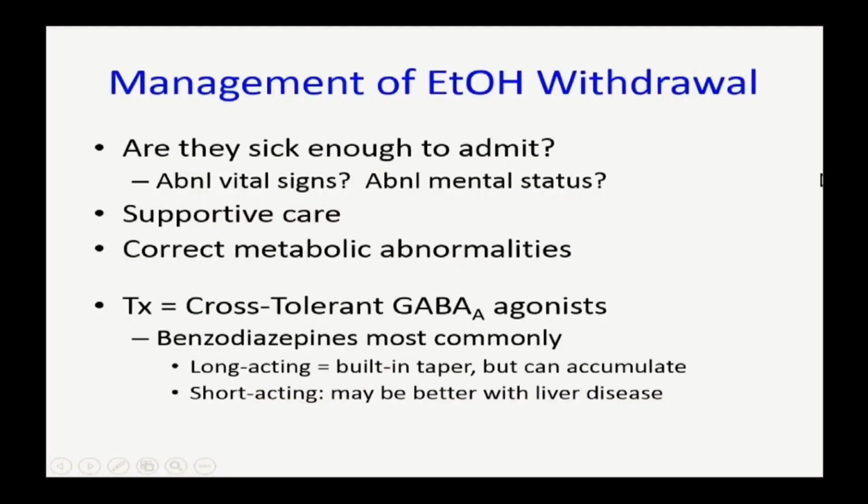But the main treatment is giving some cross-tolerant GABA-A agonist, and benzodiazepines are used most commonly. If you were to use a longer-acting benzodiazepine with a longer half-life, you could perhaps give them a dose, they stop shaking, they stop withdrawing, but because it's long-acting, maybe that's it. Maybe you don't need to give them any more because it will auto-taper. It has a built-in taper as it's being metabolized away. But if they get multiple doses, it might accumulate, cause CNS depression. On the other hand, giving a short-acting benzodiazepine, that might be a better idea in someone who has significant underlying liver disease who isn't going to be metabolizing the drug very quickly to begin with.